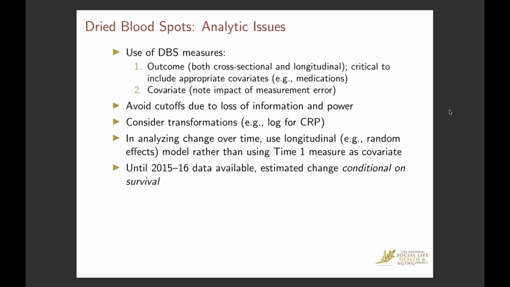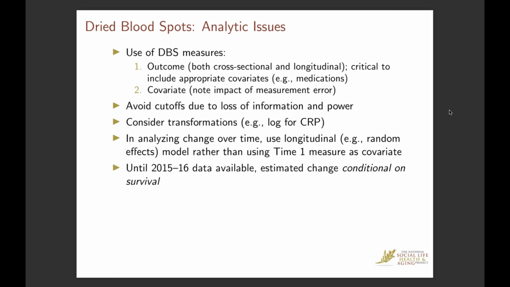A couple of final things, very quickly. We encourage you to avoid using cutoffs whenever possible. We understand that sometimes for interpretation and to relate to the clinical literature it's important, but you lose a tremendous amount of information when you use those. You might consider using transformations. Log works very well for CRP. In the case of analyzing change over time, we really strongly encourage you to use longitudinal models rather than, say, using the time one value as a covariate, largely due to the measurement error issue I mentioned above.